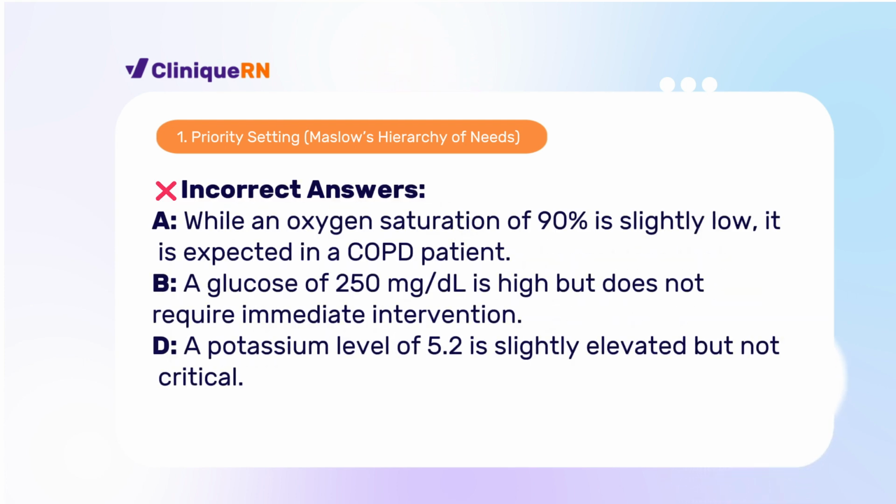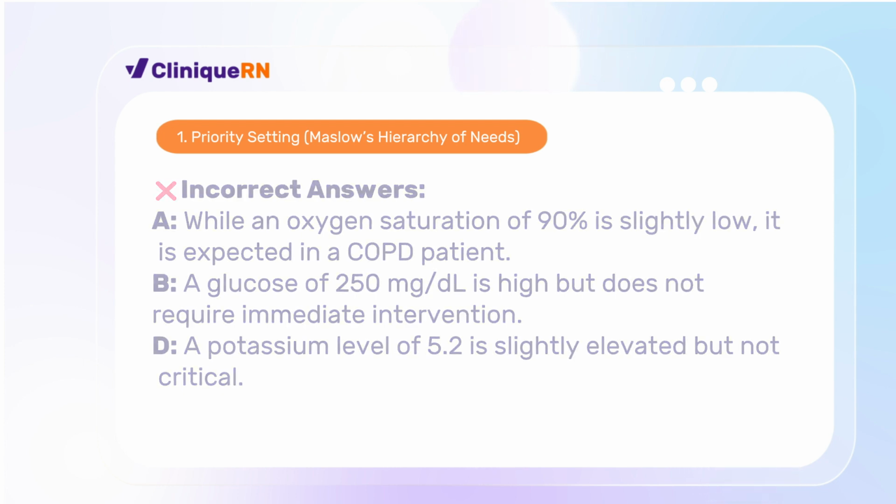Incorrect answers. A. While an oxygen saturation of 90% is slightly low, it is expected in a COPD patient. B. A glucose of 250 milligrams per deciliter is high, but does not require immediate intervention. D. A potassium level of 5.2 is slightly elevated but not critical.